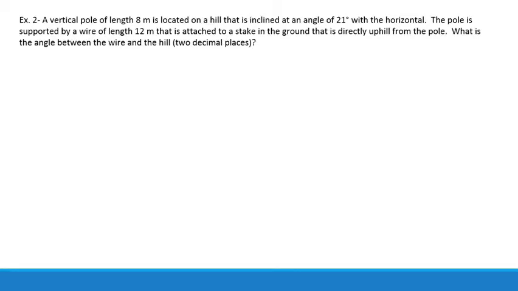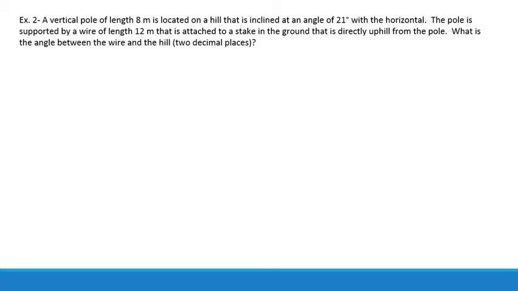A vertical pole of length 8 meters is located on a hill that is inclined at an angle of 21 degrees with the horizontal. I'll show you what that means in a second. The pole is supported by a wire of length 12 meters that is attached to a stake in the ground that is directly uphill from the pole. What is the angle between the wire and the hill to 2 decimal places?